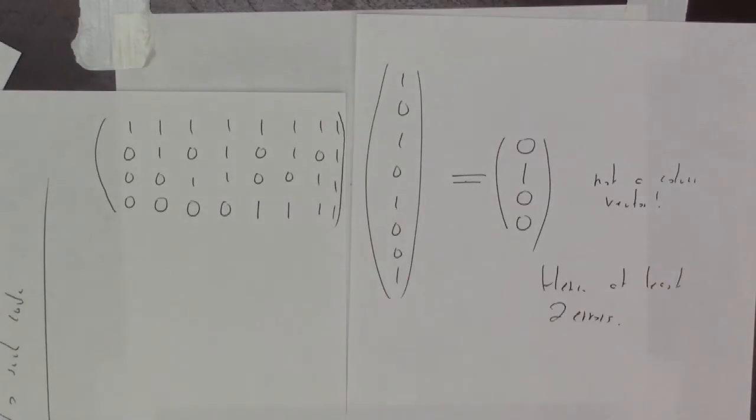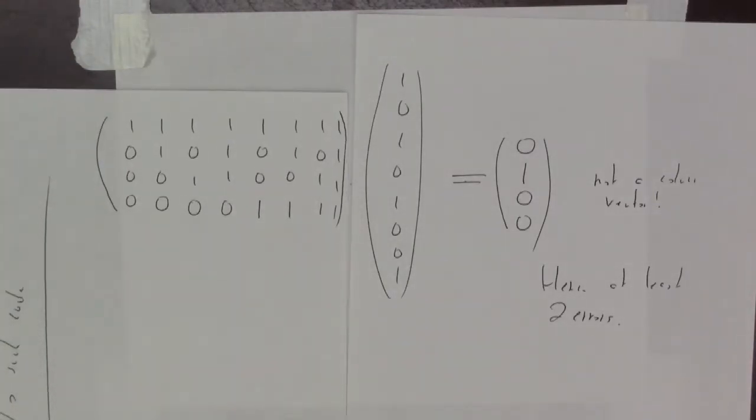Remember, this is the code where we can correct 1 error, but only detect 2 errors. So of the many possible errors, 2 errors are going to happen here. Okay, that was the first thing.